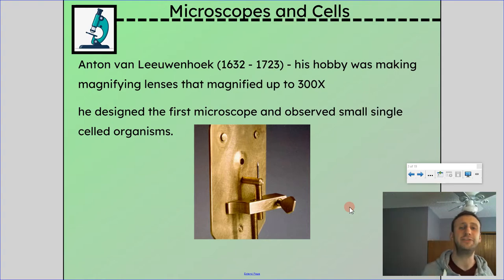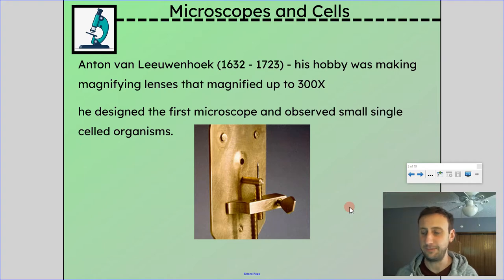And he noticed that there were all of these little living organisms that couldn't be seen with the naked eye. He called them animalcules, which was kind of neat, because it combines animals and molecules being very, very tiny. So he observed small single-celled organisms, and this was the beginning of understanding that we have living things that are incredibly tiny that we can't see with the naked eye. Things like amoebas and bacteria and that sort of thing.